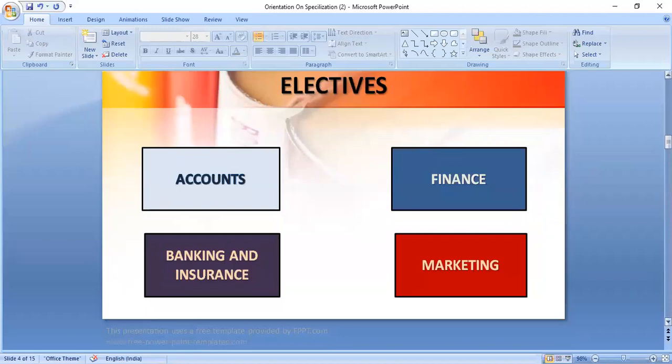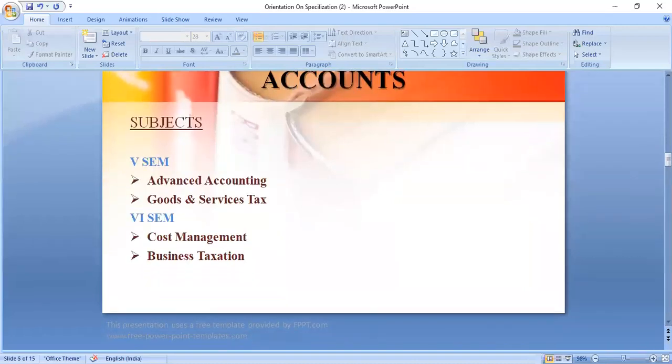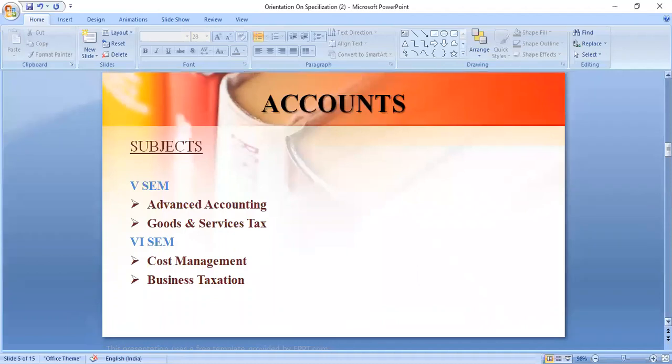Students, if you all can observe, our college will be offering 4 electives for you all in the final year. 1 accounts, 2nd finance, then banking and insurance, and the 4th one being marketing. Now, each of these electives will be explained in detail by the respective faculty. I request Professor Anvarasi to elaborate on the accounts specialization.